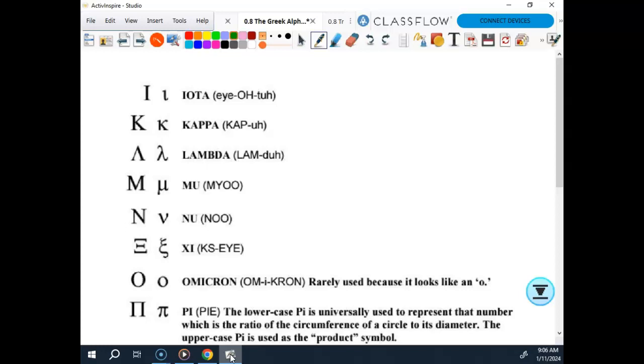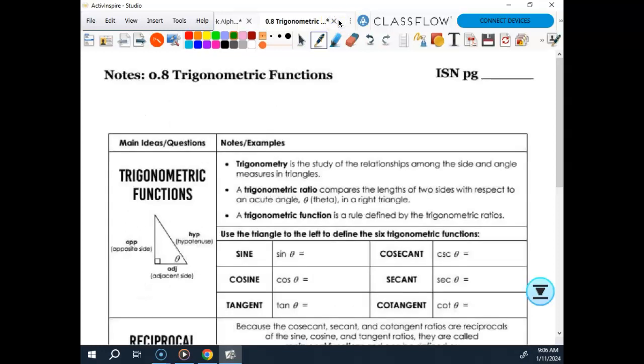Alrighty, so let's move on to the rest of what we are doing. This is going on page 67 when we're done.